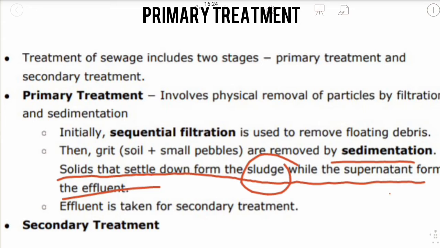As we all know, mud cannot flow over the water. Obviously mud will settle down. The solid which settles down is known as sludge, while the supernatant forms the effluent, meaning the liquid waste forms the effluent. The liquid which lies above the solid is the liquid waste, which is known as effluent. This effluent is taken for the secondary treatment.